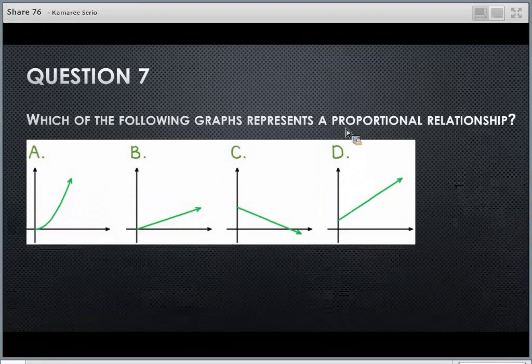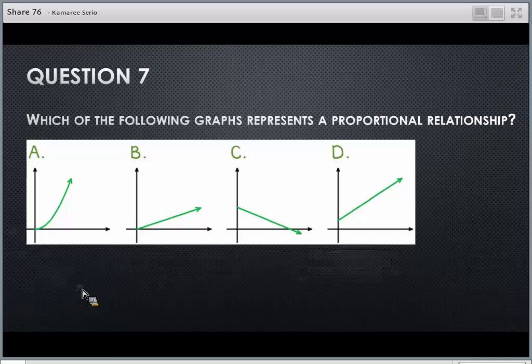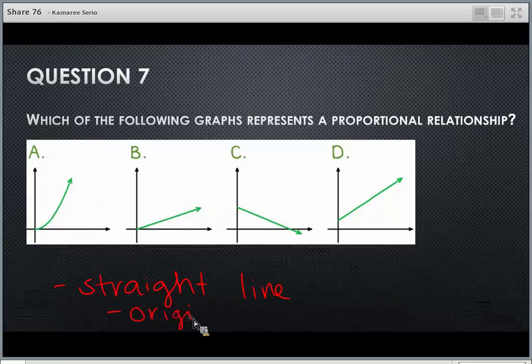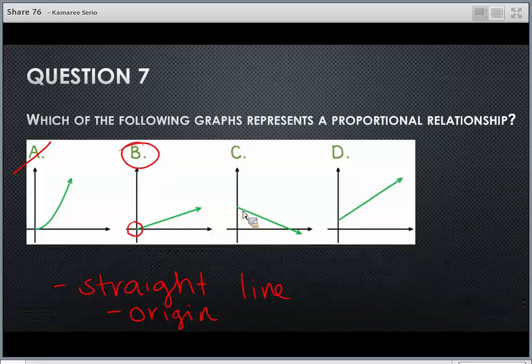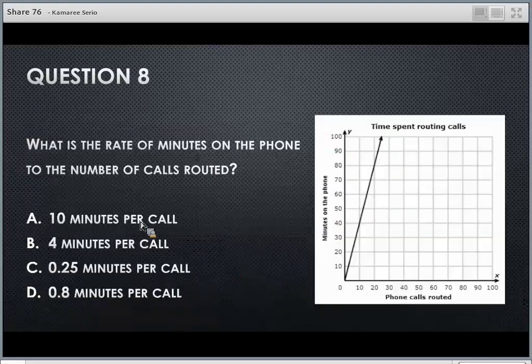Which of the following graphs represents a proportional relationship? Well, remember the line has to be straight. It has to have a straight line, and it must go through the origin. Right, so this is curved. Can't be it. This is a straight line, and it goes through the origin, right? The center part right here. So that's true. This line is straight, does not go through the origin. This line is straight, also does not go through the origin. Right? So for these problems, the only thing you're looking for is a straight line, and it goes through the origin. That's it. Okay, guys? Easy peasy.